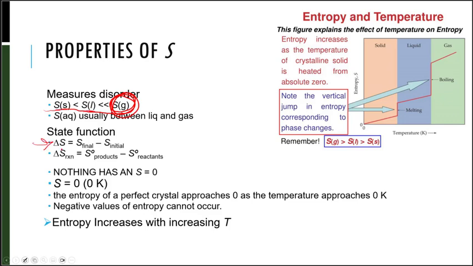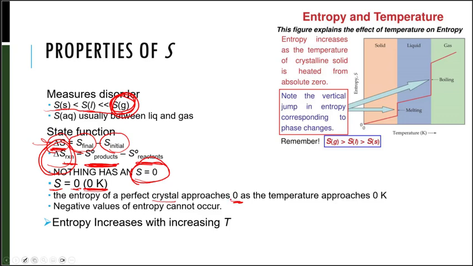It is a state function. We can do the same calculations like we did with enthalpy. If I take my final minus my initial entropies, I get my delta S. I can also do the same thing for delta S of the reaction. I can take the entropy of the products minus the entropy of the reactants. Nothing has a value equal to 0. If it was equal to 0, it would be at 0 Kelvin, and we know that that's not possible.